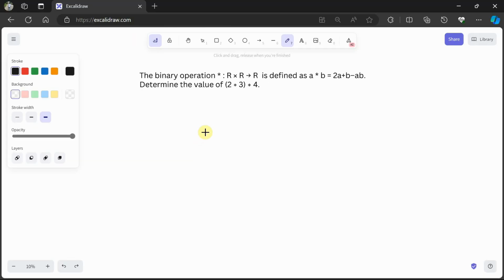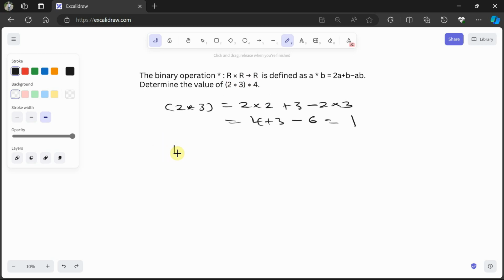Just like we know in basic maths, the bracket takes precedence, so we'll solve this one first. So that will be 2 star 3, and we're told that A star B is this. So this will be 2 times 2 plus B, which is 3, minus 2 times 3. Anywhere we see A, we put 2. Anywhere we see B, we put 3. 2 times 2 is 4, plus 3, then minus 6. So 7 minus 6 is 1.